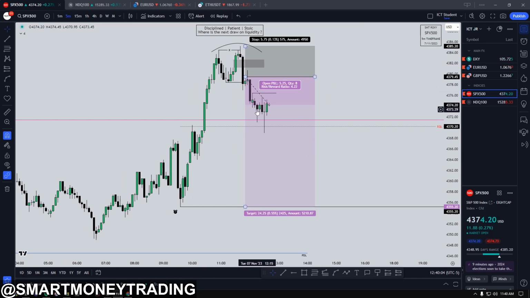I just want to continue to see distribution. I don't want to see reaccumulation up anymore. I want to see the distribution phase down. This is all accumulation right here for longs, another area for accumulation for longs. I just want to see the distribution phase down.